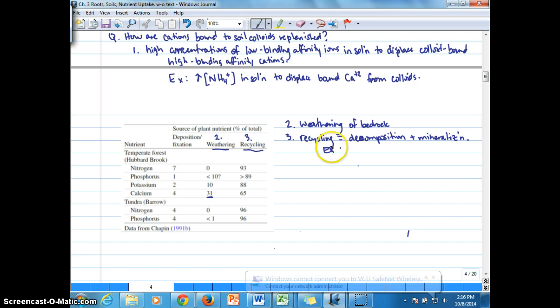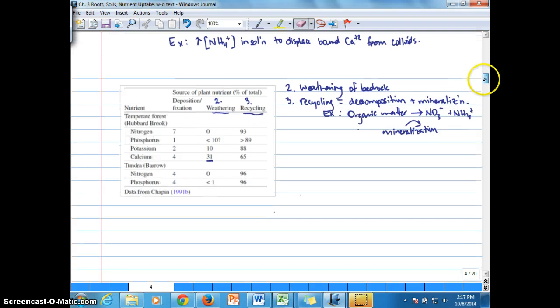For example, we might see organic matter become mineralized, or let's say organic nitrogen becomes mineralized, producing inorganic sources of nitrogen such as nitrate and ammonium through the process of mineralization. So certain bacteria and fungi would carry out that process. So by far, most of these nutrients are replenished on the soil colloids as a result of decomposition and mineralization.